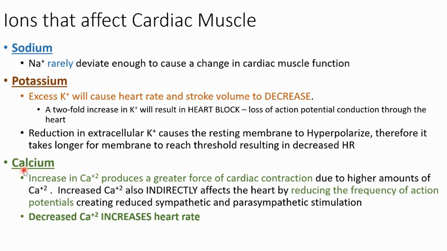Now, calcium ions. Back in chapter 6, we talked about calcium ions and how it affected cardiac muscle cells. So an increase in calcium causes a greater force of contraction. Remember, the presence of calcium causes muscles to contract. Well, if you've got a lot of calcium, it's going to really cause them to contract due to higher amounts of calcium. Increased calcium also indirectly affects the heart rate by reducing the frequency of action potentials created, reducing sympathetic and parasympathetic stimulation. Decreased calcium, however, increases heart rate.